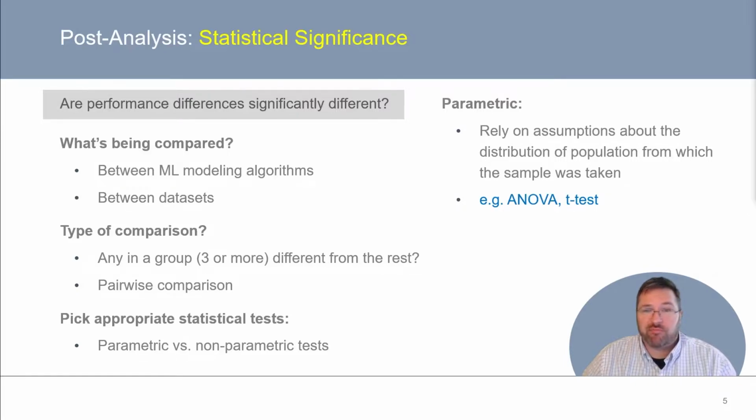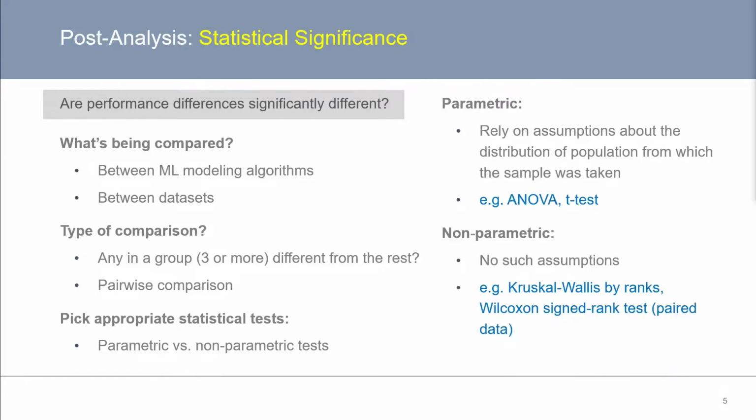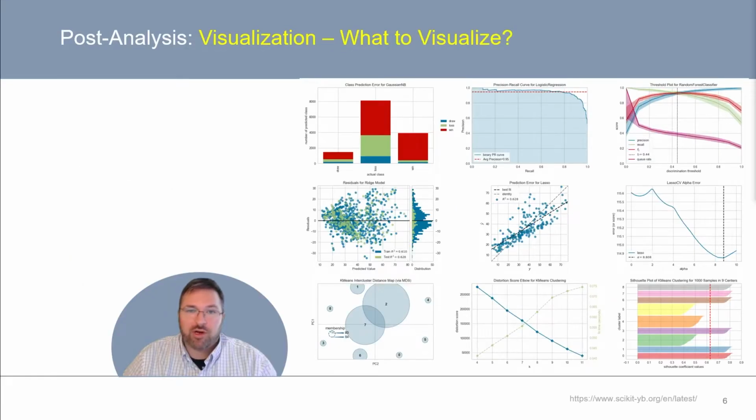Well-known examples of parametric statistical tests include ANOVA for comparing 3 or more groups, and the t-test for pairwise comparisons. Non-parametric tests have the benefit of not relying on such assumptions, but are regarded as being less sensitive when the assumptions of a parametric test would have held. Examples of non-parametric statistics include Kruskal-Wallis by ranks for comparing 3 or more groups, and the Wilcoxon signed rank test for pairwise comparisons. Moving on to our next post-analysis element, we have visualization.